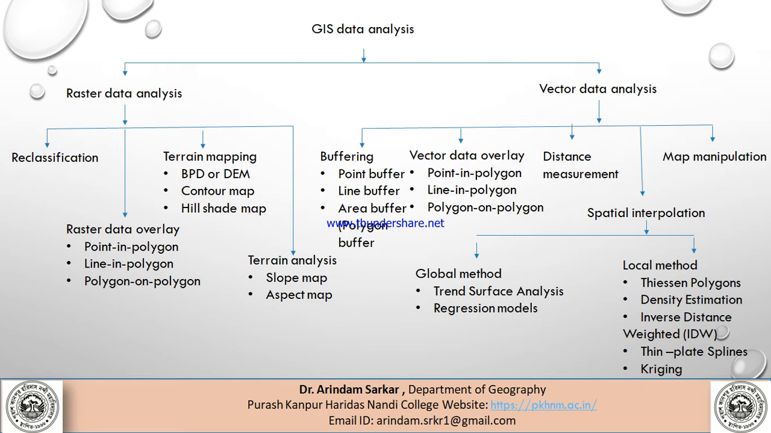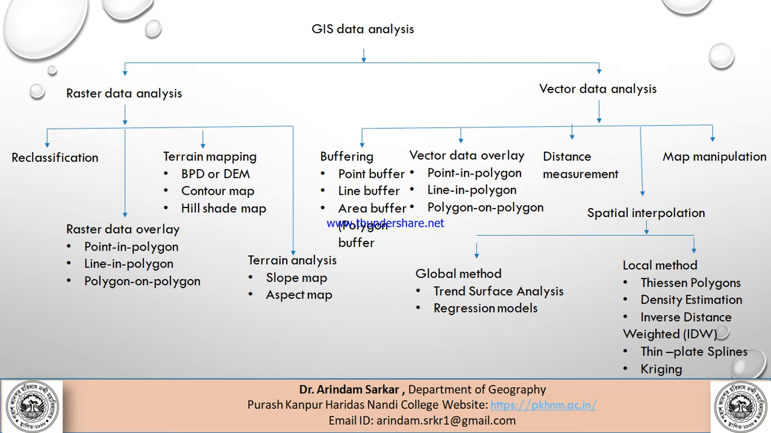There are three types of buffering. One is point buffer, another is line buffer, third one is area buffer, which is also called polygon buffer. Now, vector data overlay. Vector data overlay can be classified into three. One is point in polygon, second one is line in polygon, third one is polygon on polygon. The fourth classification is distance measurement.